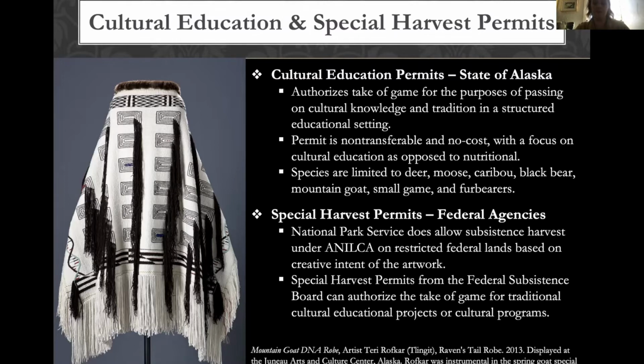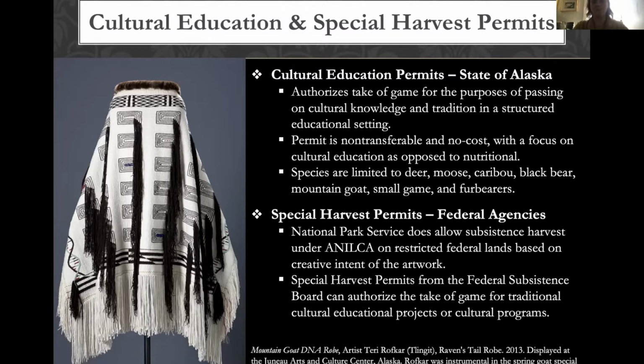I emphasize that because most of these things deal with fish and wildlife. So rather than looking at eating the animal, the purpose is cultural education itself. So these species are generally limited to deer, moose, caribou, black bear, mountain goats, small game, and fur bears. So you can get these cultural educational permits that allow the individual to actually hold classes to teach very important educational aspects of cultural bearing. So you can go out and actually have a class on learning how to harvest mountain goat wool, looking at the mountain goat wool, and be able to actually figure out how to do thigh spinning from traditional mountain goat wool.